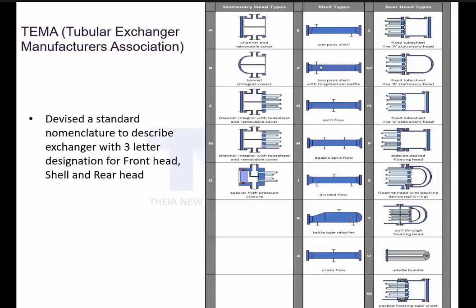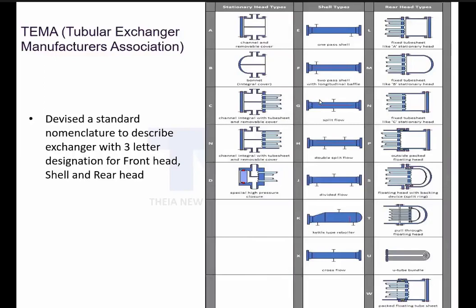Shell E is very common, very preferred. And if you have a temperature cross, what is temperature cross? The cooling medium outlet temperature is more than the outlet temperature of the hot medium. Then it is called a temperature cross. So when we have a temperature cross, you need to have a counter current exchanger, and F is preferred. F is a true counter current exchanger. That is where we will go for F.